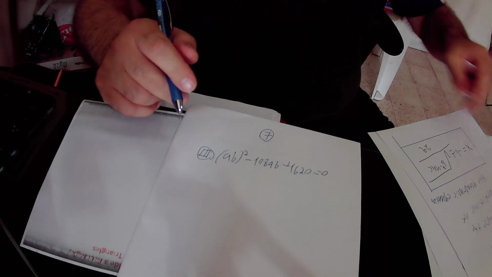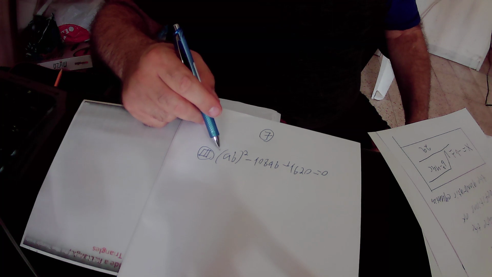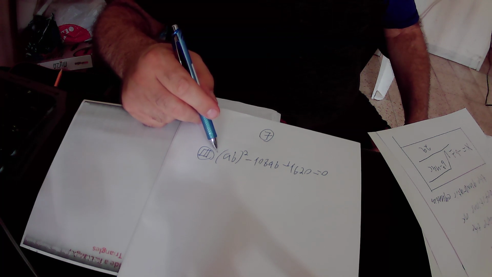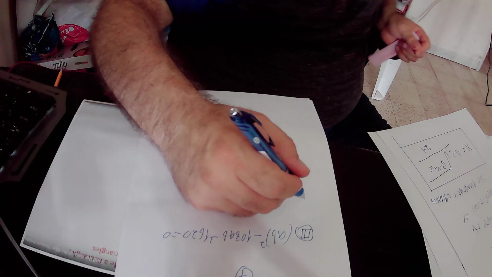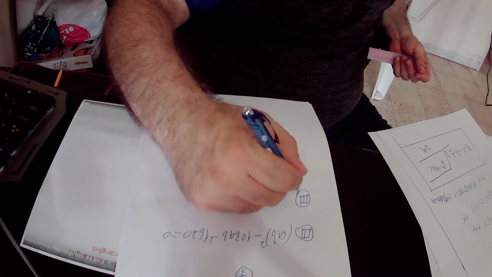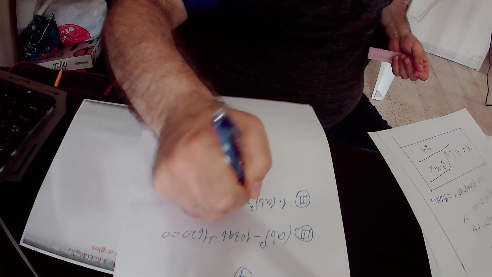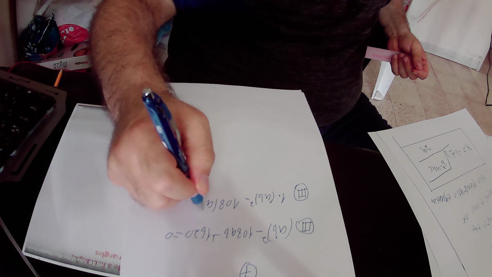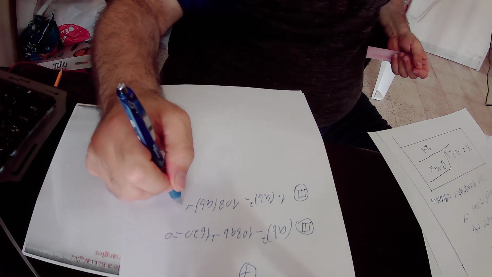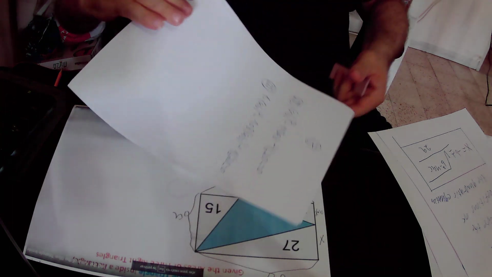So as you can see here, A is equals to 1, because 1 times AB squared is exactly like AB squared, or we can write down that this quadratic formula actually equals to 1 times AB squared minus 108 AB plus 1620 equals to 0.